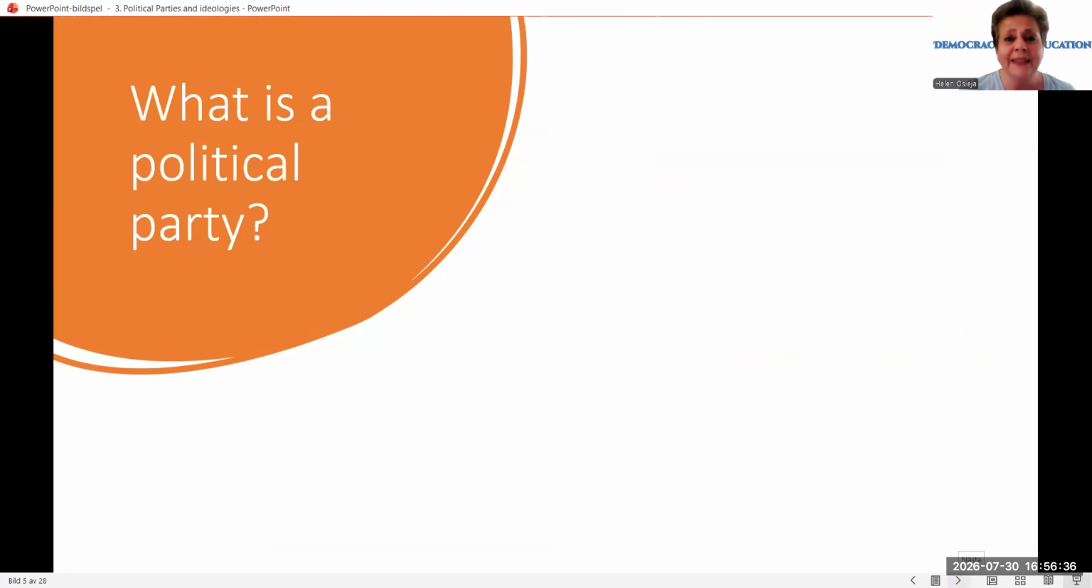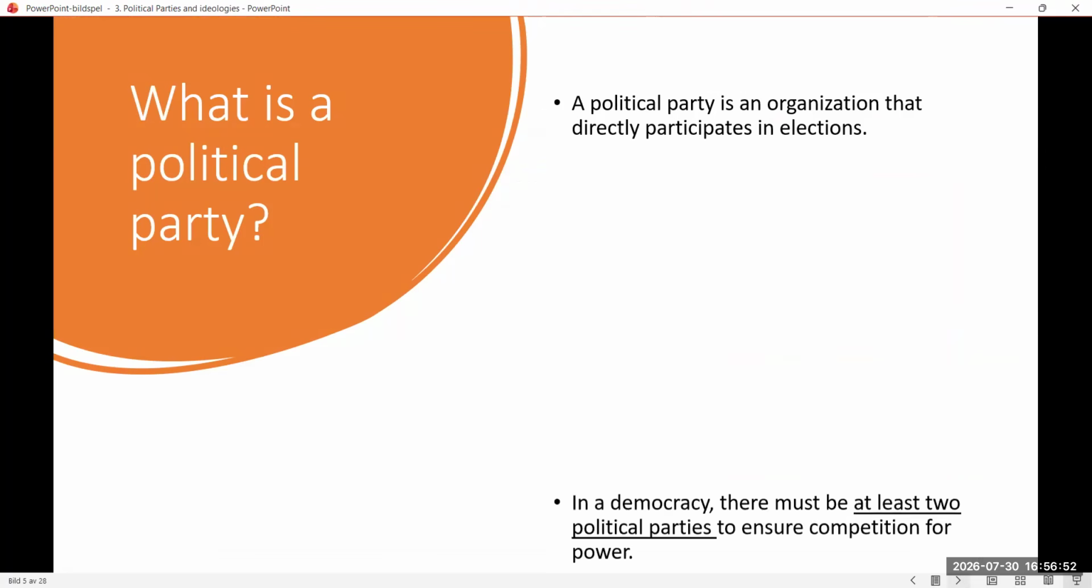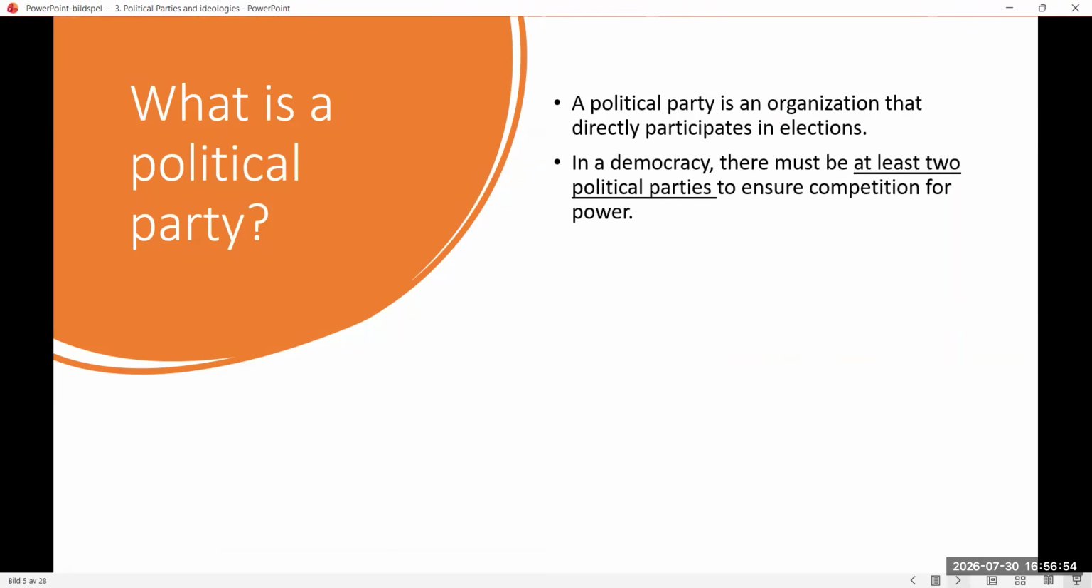Now, what is a political party? Well, a political party is an organization that directly participates in elections. In a democracy, there must be at least two political parties to ensure competition for power. In other words, if there is just one political party, we cannot talk about a democratic system.